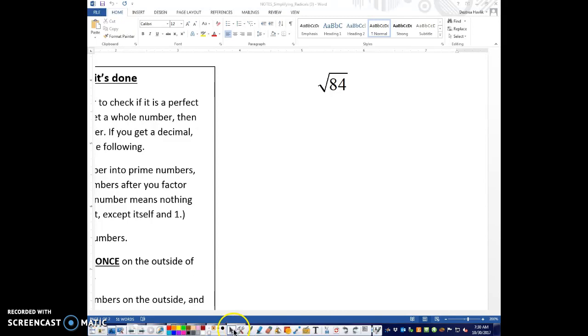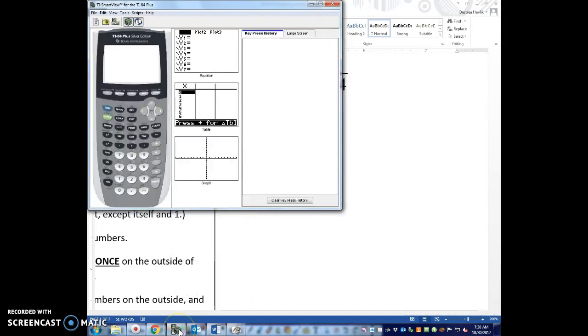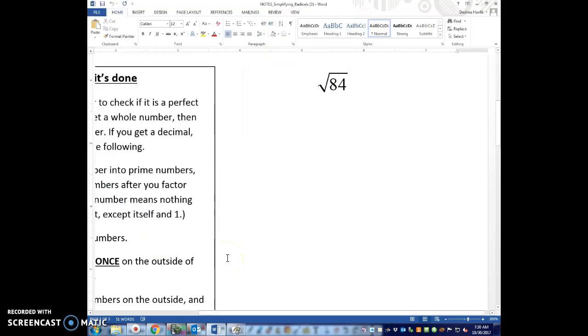So the first thing I want you to do is take out your calculator and type in the square root of 84. So you do second square root 84, enter. That's not a perfect square, right? Because it gives you all those decimals. So it's not a perfect square, so we're going to have to simplify this longhand.